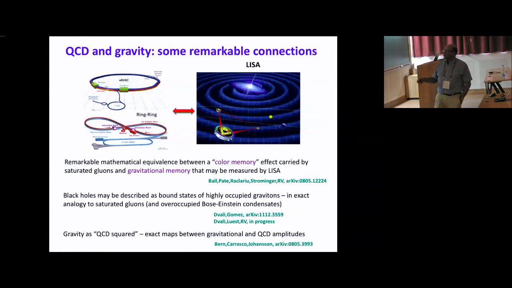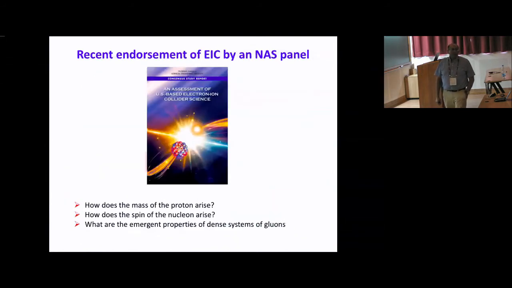So this is some interesting stuff that one can explore. Recently, the EIC received an endorsement. It's like a stamp of approval. The National Academy of Sciences in the US endorsed this project. Here are the three key questions they identified: how did the mass of the proton arise through quark-gluon interactions? How does the spin arise? And what are the emergent properties of dense systems of gluons?